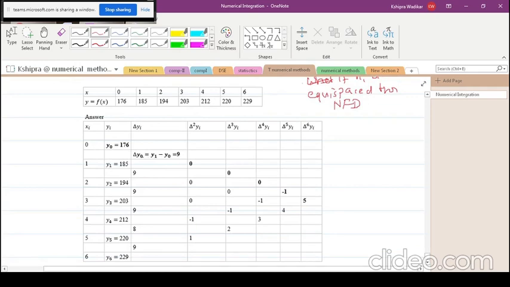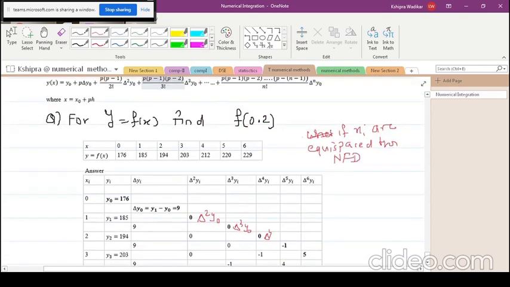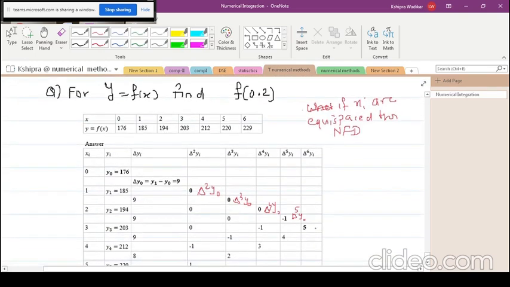So these are delta y0, then this is the value for delta square y0, this is delta cube y0, delta raised to 4 y0, delta to the power 5 y0, and this one is delta to the power 6 y0. So these are the values which we require in that formula.